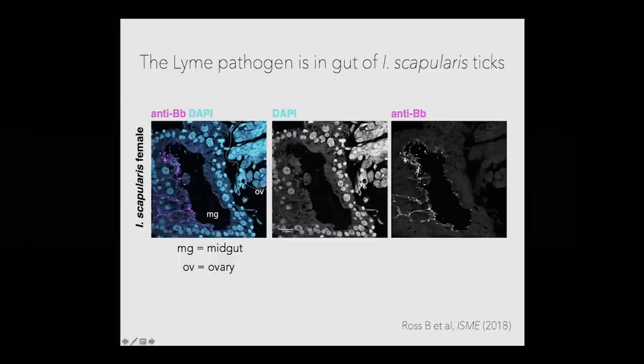And then here it is overlaid, in black and white, where you can really see it popping. It's kind of just snaking around the lining of the tick gut, waiting to go out with the blood meal coming in.